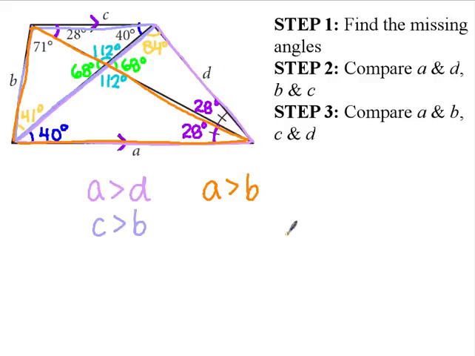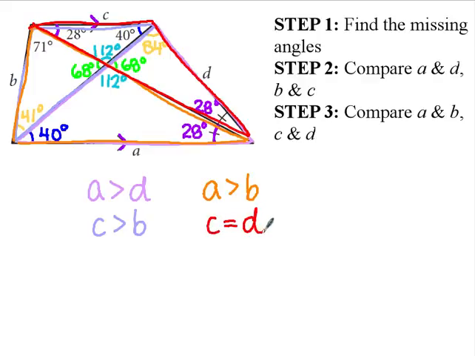Okay? And then the next one, I need to compare C and D. So to compare C and D, I'm going to look at this triangle right here. What do you know about C? Opposite D. Oh, so they're what? Equal.